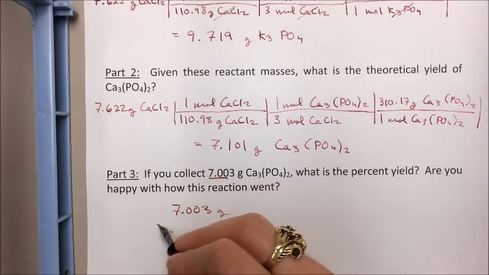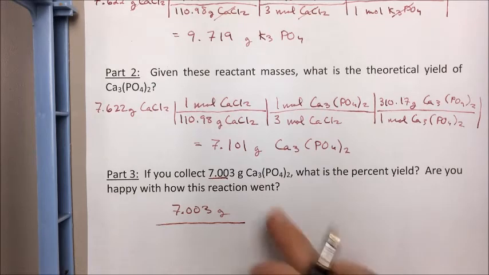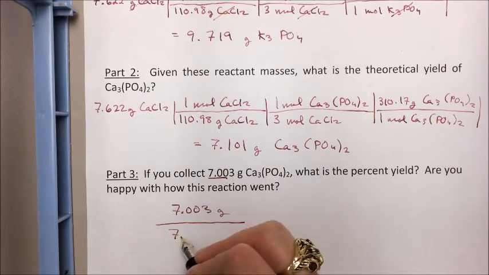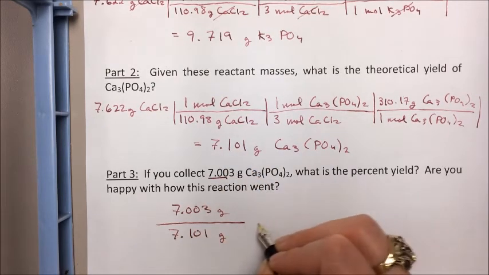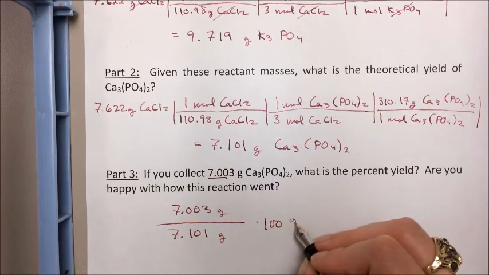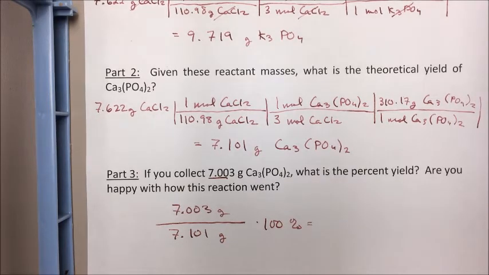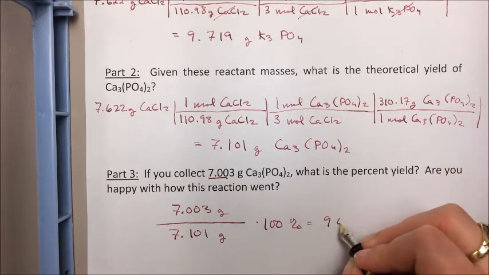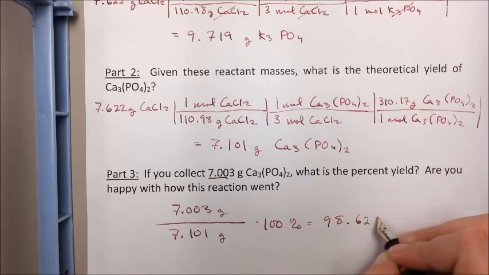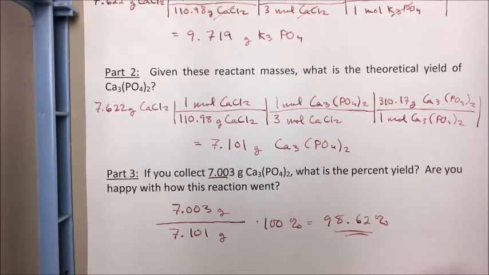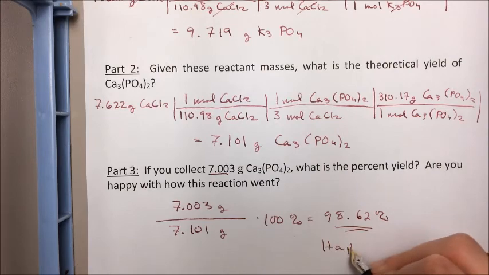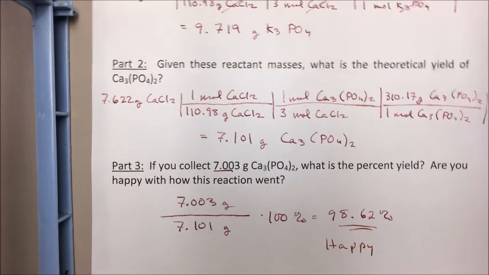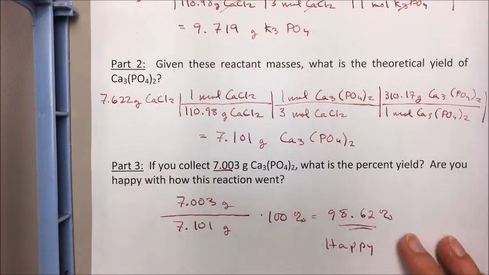7.003 grams. We're going to divide that by our theoretical, which we calculated here, 7.101 grams, times that by 100% to get us into percent, and that gets us 98.62%. Yes, we should be very happy with how this reaction went. 98.6% yield is extraordinarily high.